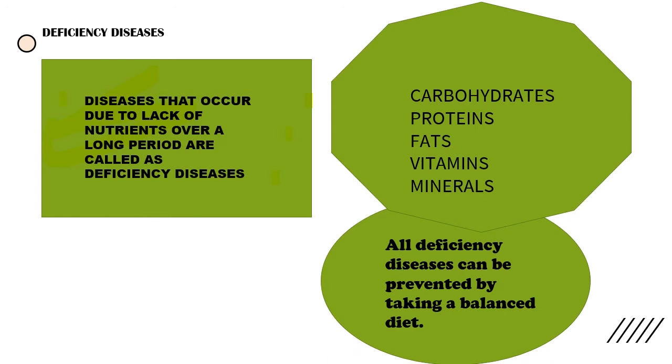What is the deficiency disease definition given here? The diseases occurring due to the lack of enough amount of nutrients in your diet for a longer period. For example, if you are not including all the nutrients like it is given here, carbohydrates, proteins, fats, vitamins and minerals. If you are not including all these, what happens? Later, you will be getting these deficiency diseases.